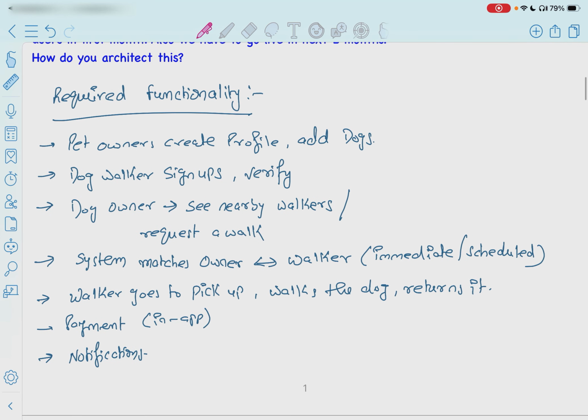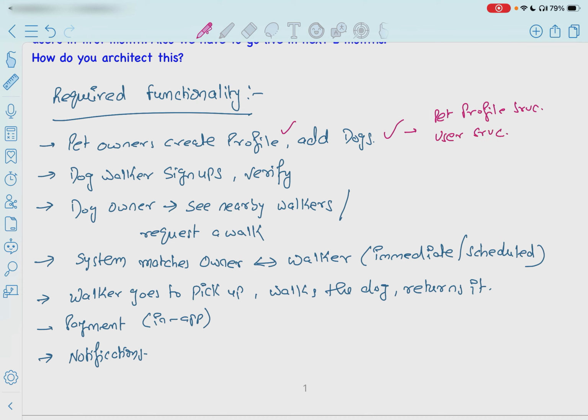So what could be the required functionality in this particular scenario, right? As we are designing Uber for dog walkers, there will be pet owners who can create their profile. They can add dogs, right? So here we might need a pet profile service, right? Or user service.